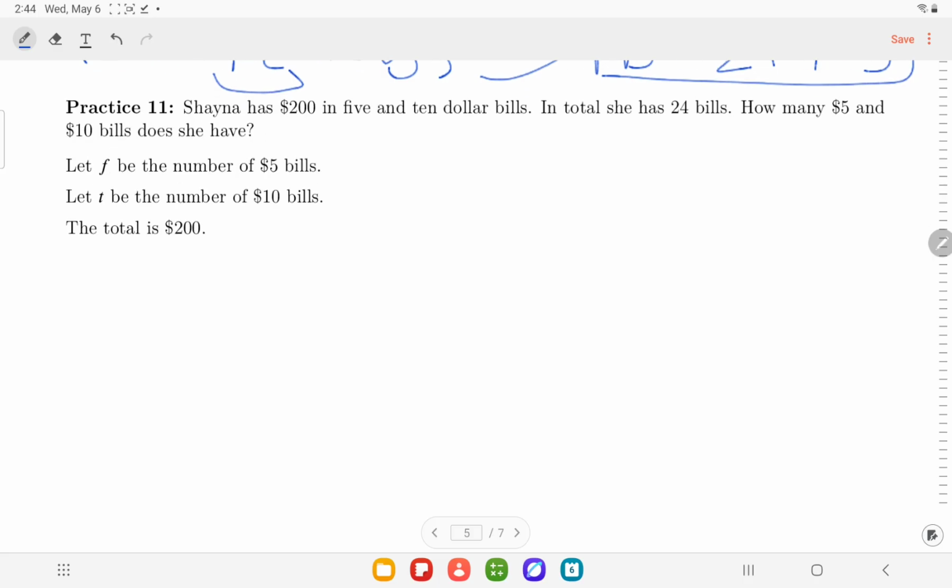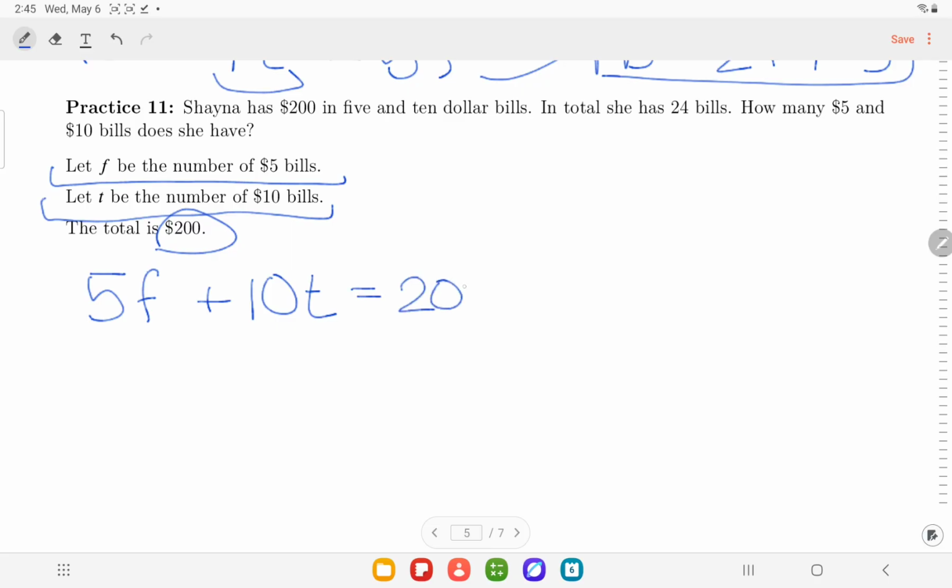In this question, we have f as the number of $5 bills and t as the number of $10 bills. And we know that the total is $200. So we know that 5f plus 10t is 200. And then we also know that in total, Shayna has 24 bills. So we know that our f plus our t is going to be 24.